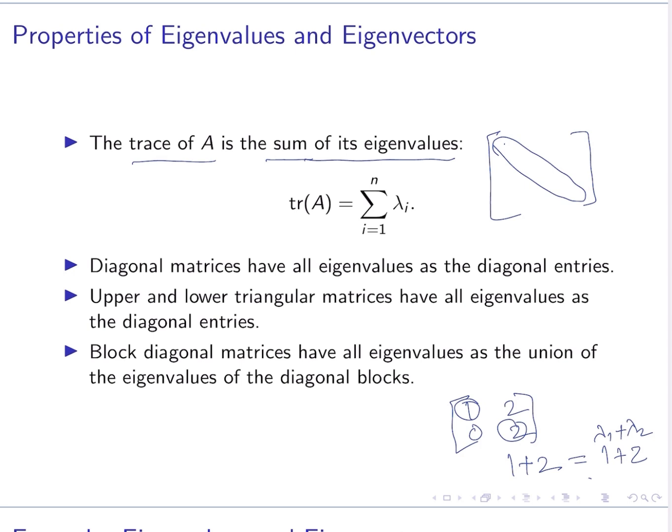Okay. So trace of A is nothing but the sum of the diagonal elements, right? And which is equal to the sum of all the eigenvalues. Okay. Another case, diagonal matrices have all eigenvalues as the diagonal entries.